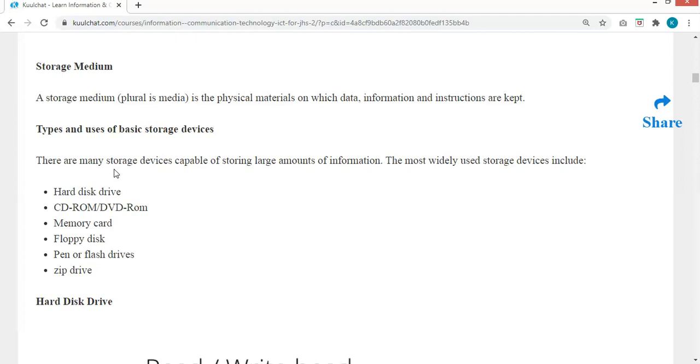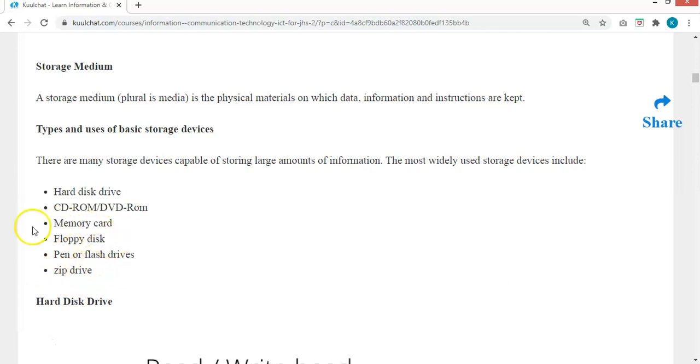So we have the hard disk drive. Then we talk about the CD-ROM and DVD-ROM. We will also talk about the memory card. We will talk about the floppy disks. We will talk about pen or flash drives. Then for the zip file drive, we are not going to talk about it because they are obsolete. They are no longer in use.